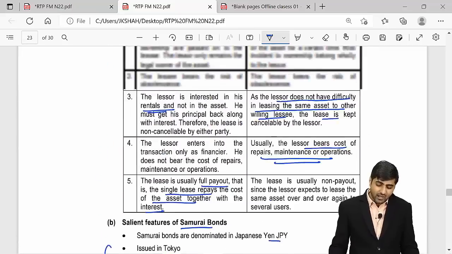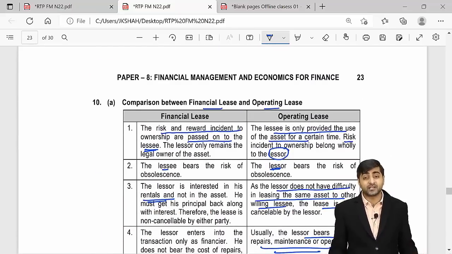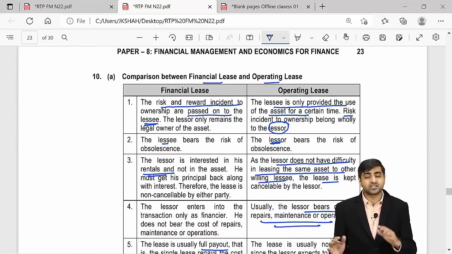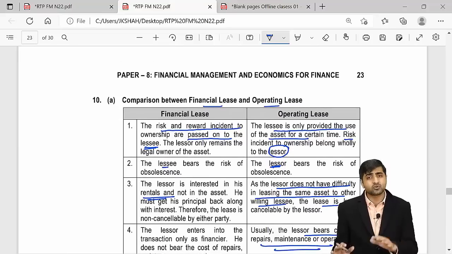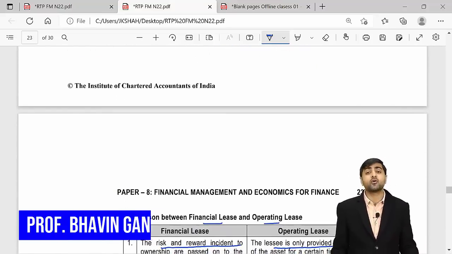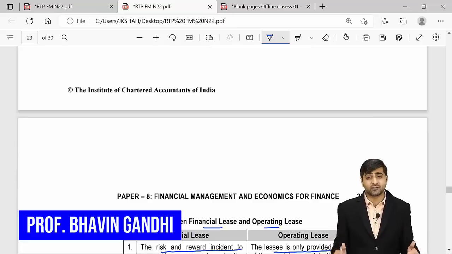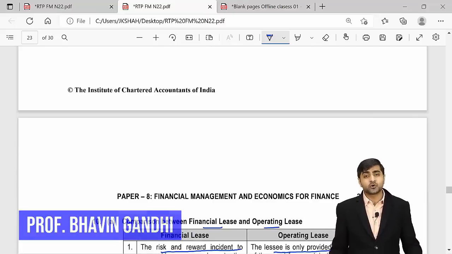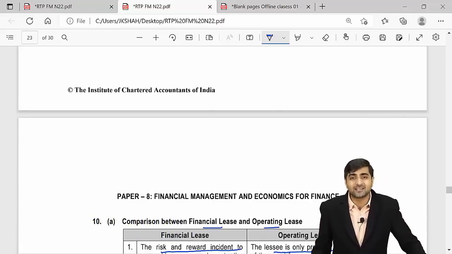So guys, with this now your RTP also gets completed. This theory section, just read it once. Okay, these are most common questions which are asked in the examinations, and I hope you have enjoyed and understood whatever we have discussed. So wish you all the very best for your November 22 examinations.